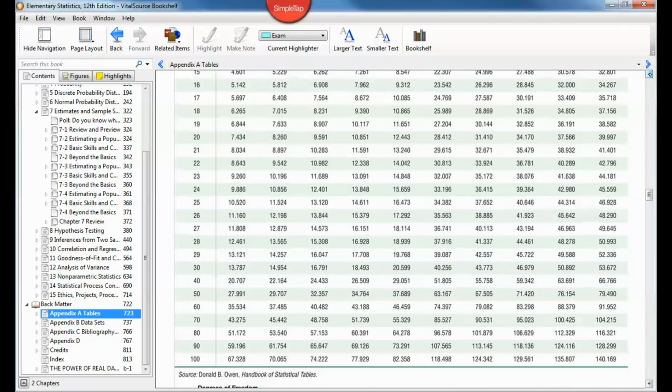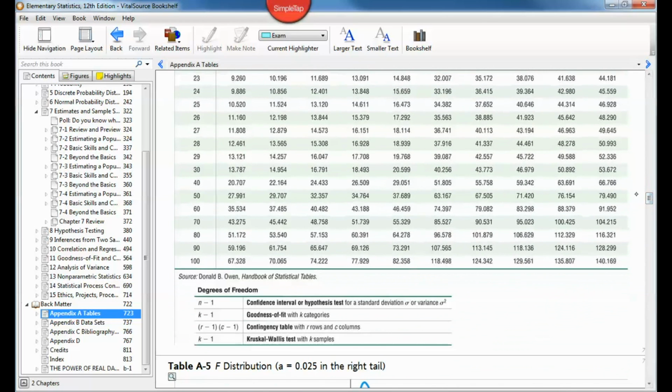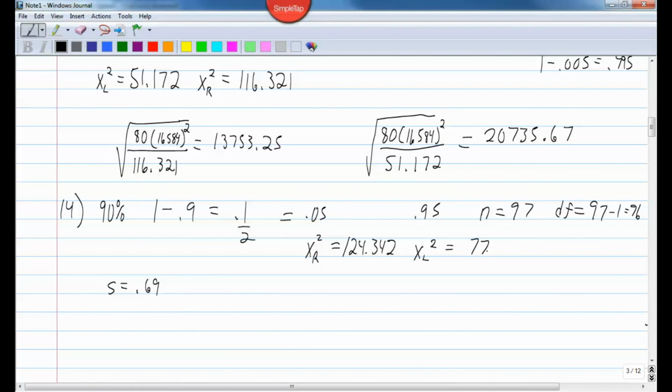For the left, we need to use the column that has 0.95. So I went up a little too far. 0.95 is going to be over here, right there. Go down to 100. 77.929. And again, I know these critical values aren't even close. Well, they're close to what I should use, but they're not real close to what I should use. And that's because our table doesn't have 96 degrees of freedom. It goes from 90 to 100, so I used 100. So these are actually just going to be estimated answers. Even though all this stuff is estimated, this is going to be, I guess, doubly estimated.